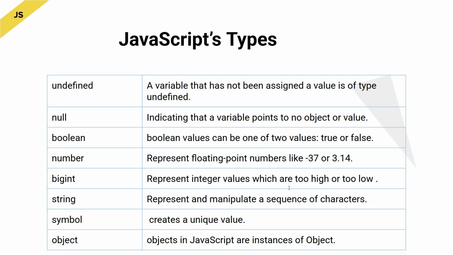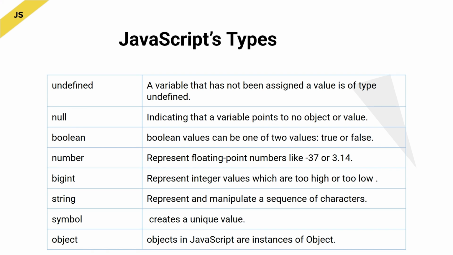Welcome back. In this lecture, we will talk about data types in JavaScript. According to the ECMAScript specification, JavaScript has 8 data types. The names of those types are undefined, null, boolean, number, BigInt, string, symbol, and object.